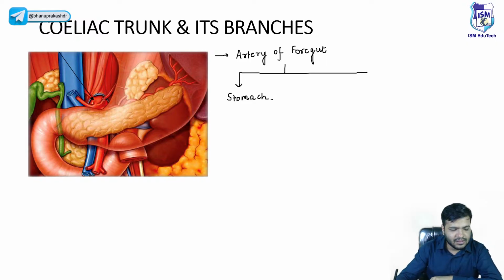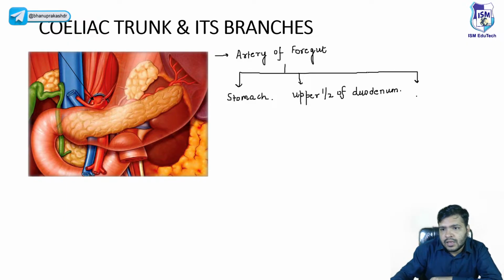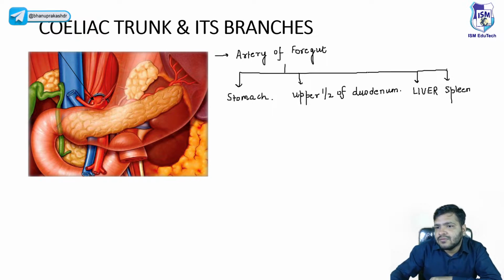Okay, it is the artery of the foregut. It supplies the stomach, the upper half of the duodenum, and along with that, it supplies the liver. It will give supply to the spleen and it will also give supply to the pancreas.